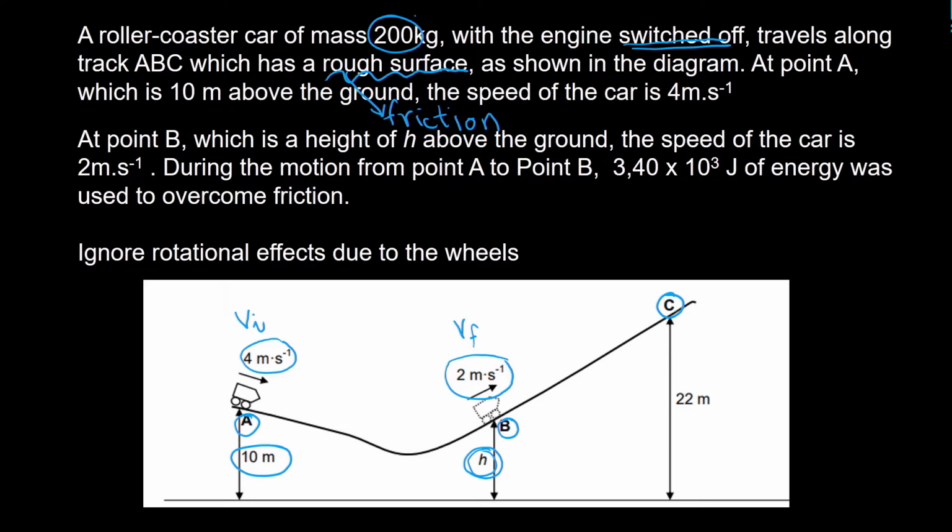During the motion from point A to point B, 3,4 times 10 to the 3 joules of energy was used to overcome friction. That's quite an important value, so let's keep it in the back of our minds. We need to ignore rotational effects due to the wheels. That's just to tell you we're not making this a really complicated problem. We could take into account the friction of the wheels, but that is for university level. So we're just dealing with the friction on the track.